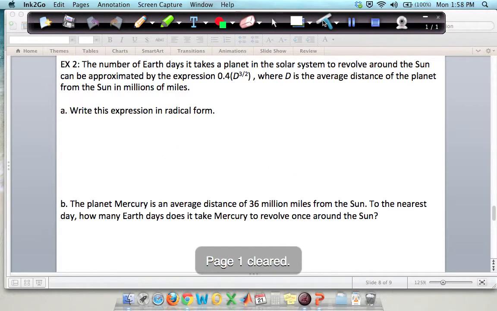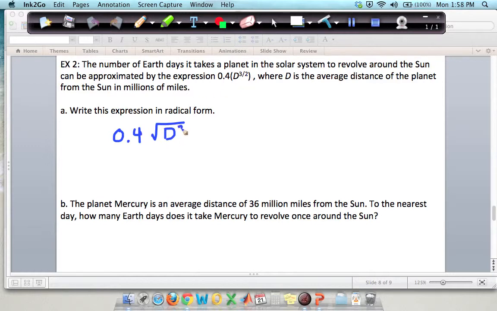Okay, let's look at an example. The number of Earth days it takes a planet in the solar system to revolve around the sun can be approximated by the expression 0.4 d to the 3/2 power, where d is the average distance of the planet from the sun in millions of miles. Write this expression in radical form. So all I need to do is 0.4. The d to the 3/2 is what's under the radical sign. So the index is 2 and the exponent is 3. 2 is the denominator, 3 is the numerator.